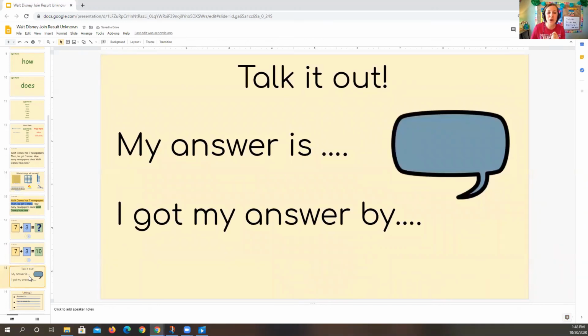So let's talk this out now. I want you to be able to say in sentence form what your answer is and how you got your answer. For example, I would say, my answer is 10. I got my answer by using my fingers. Now, we're saying this out loud because in a second, we're going to be writing down our answers. But first, it's helpful to say it out loud first. So let's go ahead and share our answers out loud now.